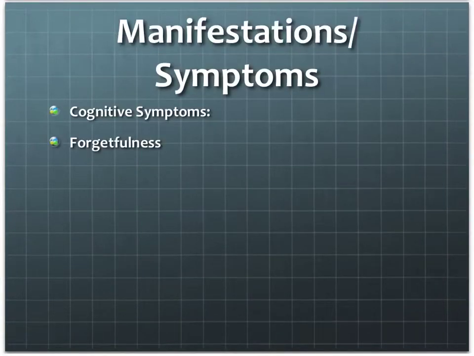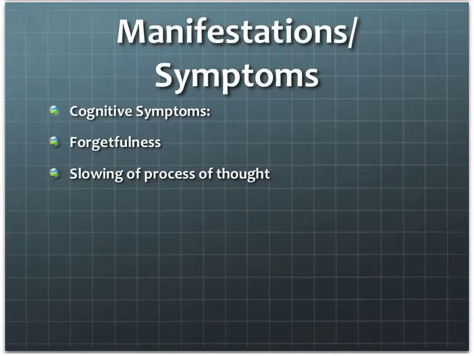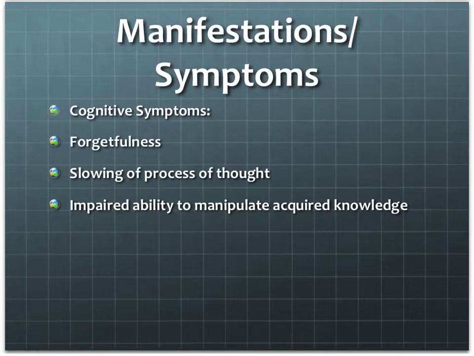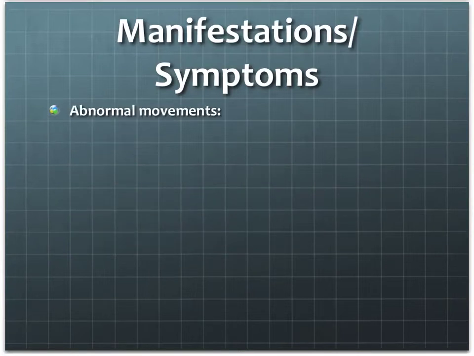So back to the cognitive symptoms, they can include forgetfulness, slowing of process of thought, impaired ability to manipulate acquired knowledge, which is essentially being presented information and then manipulating it and understanding it in a personal way, and obsessive compulsiveness. While it's not very common, Huntington's disease patients have been known to experience schizophrenia, as well as high degrees of hostility. Note, these psychiatric impairments do not progress with the disease.